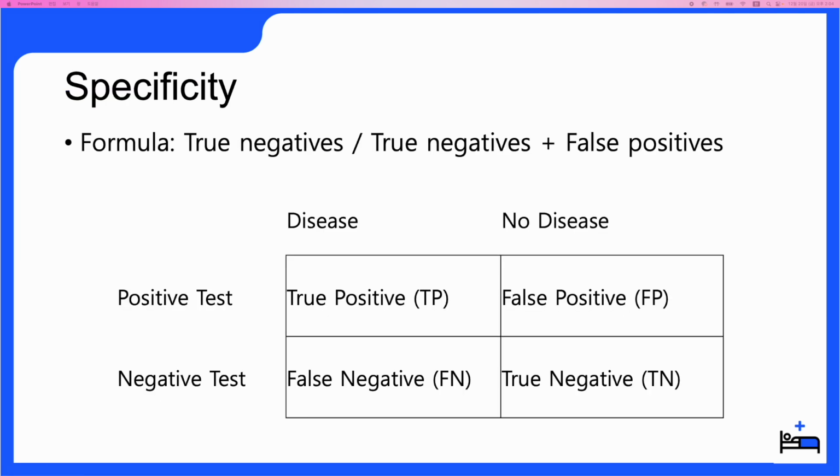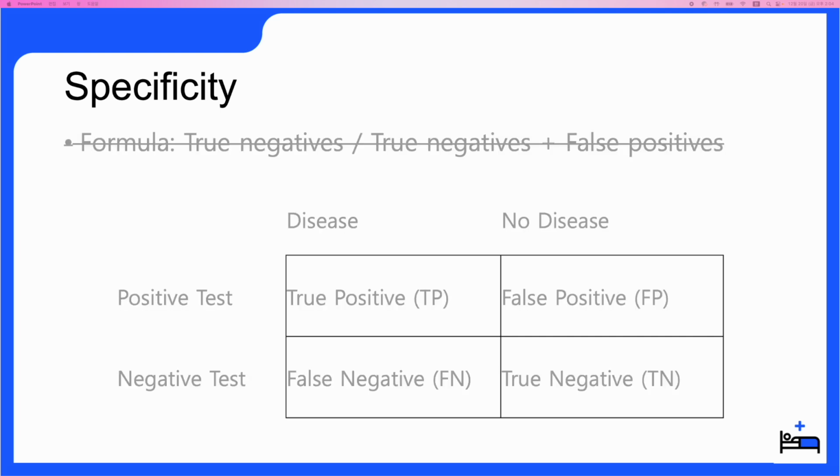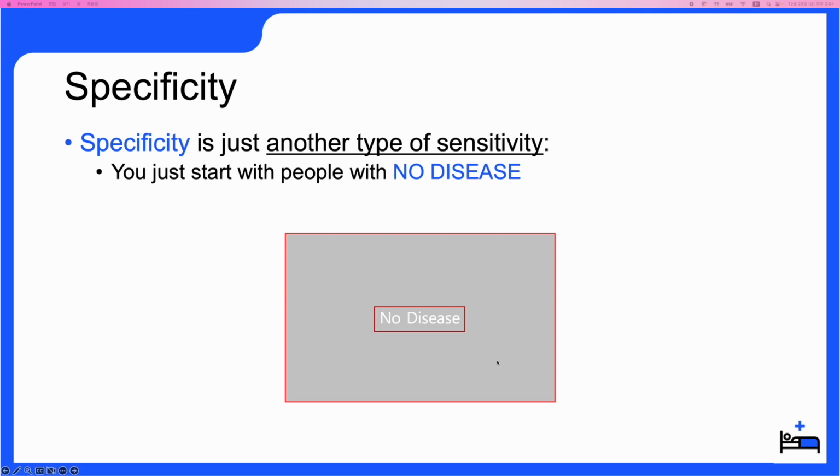Now let's move on to specificity. And for everyone who made it this far, you would know that I hate this way of remembering it. So let's jump into how I remember this. For specificity, it's actually easier now. It's just another type of sensitivity, but the other way around. So what does that mean? We do the exact same thing, but we just start with the people with no disease and try to sense these populations.